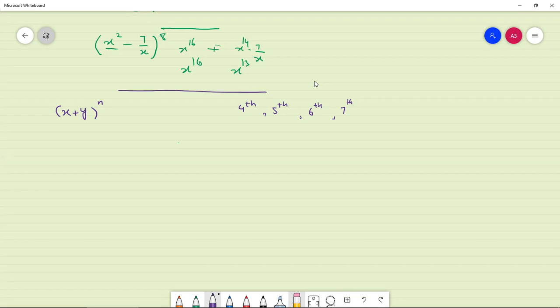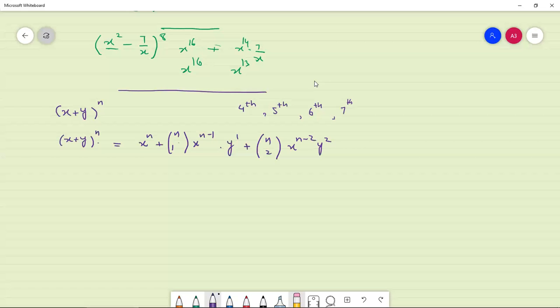So for this purpose, for this formula, you first look at the behavior of the sequence. How does this sequence behave? X plus y whole power n. Just open it. X power n plus nC1, then x power n minus 1, then y power 1, plus nC2, x power n minus 2 and y power 2, plus up to and so on.